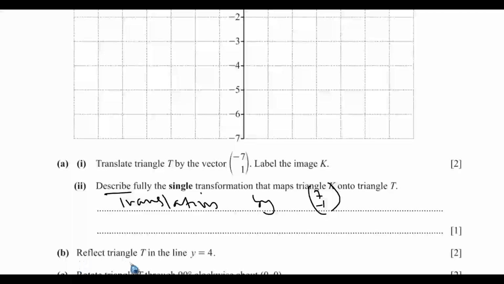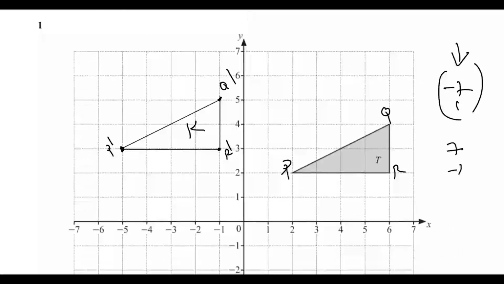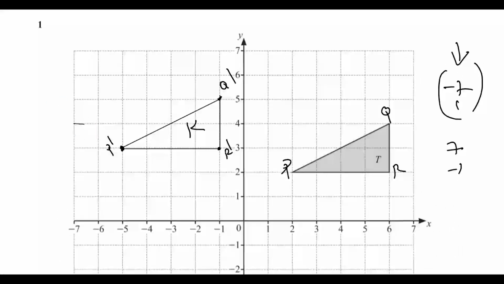Part B, reflect triangle T in the line y equals 4. So that is the mirror line or line of symmetry, y equals 4. So let's draw it here. This is y equals 4. Then we'll need to reflect triangle T in this direction. So point P will remain here because it's on the mirror line. It will not be reflected.